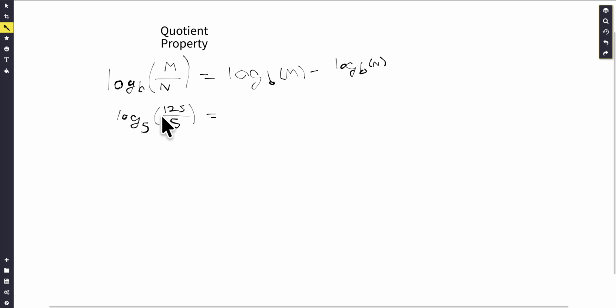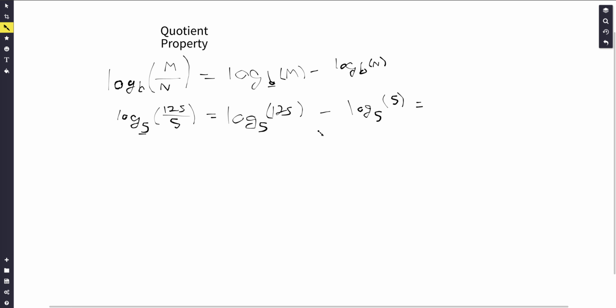Okay, so going back to this example right here. So log base 5 of 125 divided by 5. So remember, our base is b. So in this case, it's 5. So log base 5 and then of m. So m is going to be the top part. So that's 125. And let's do parentheses to make it more clear. Minus log base is still 5. And then the n value right here is 5.